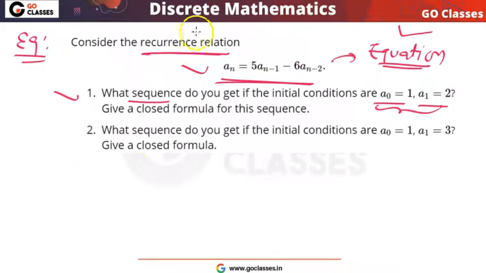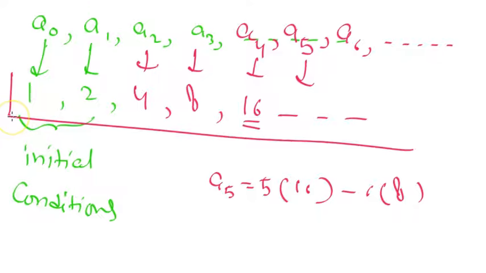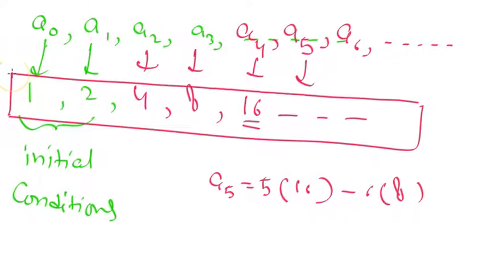You can notice that the recurrence relation is given to you, the equation is given to you, the initial conditions are given to you, so you can find the sequence. So finally this is the answer. This sequence we will get is 1, 2, 4, 8, 16 and so on. You can notice these are powers of 2. So the next term will be 32.